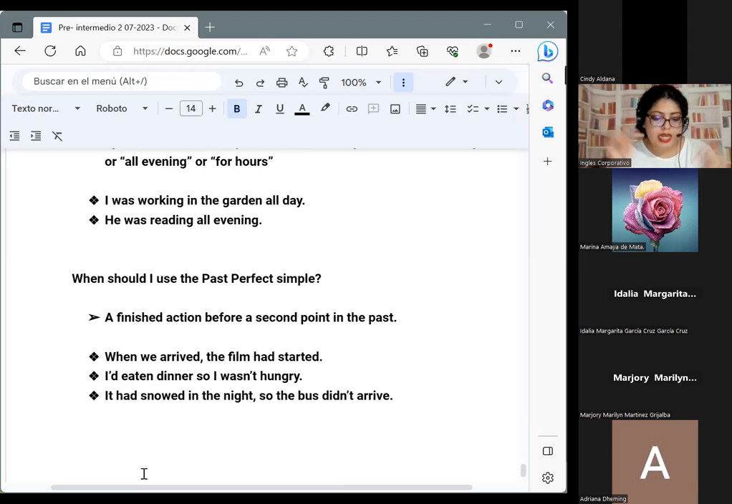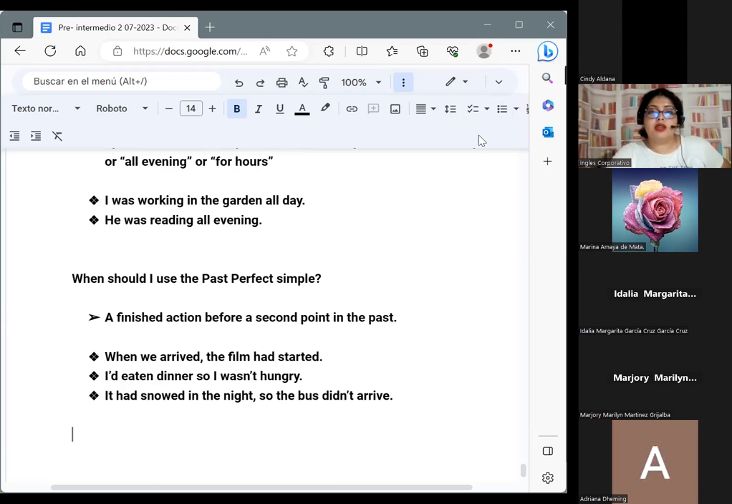Then it says that if it's clear which action happened first, we can use words like before and after for these kind of examples. And the past perfect is optional. No es tan necesario que lo ocupemos porque podemos utilizar palabras como antes o después para marcar, ¿verdad? En qué momento sucedieron las acciones, pero también puede hacerse de las dos formas.